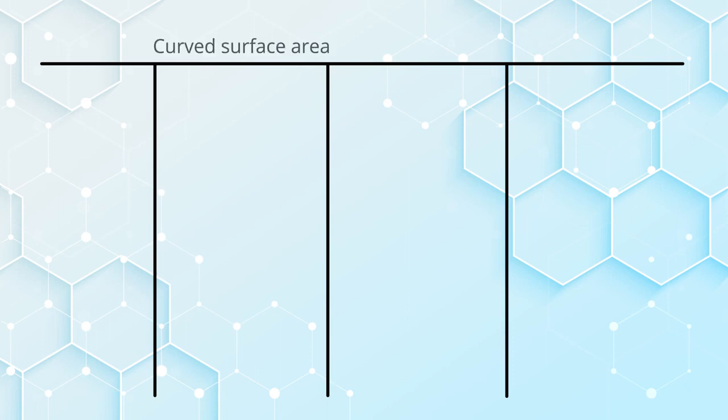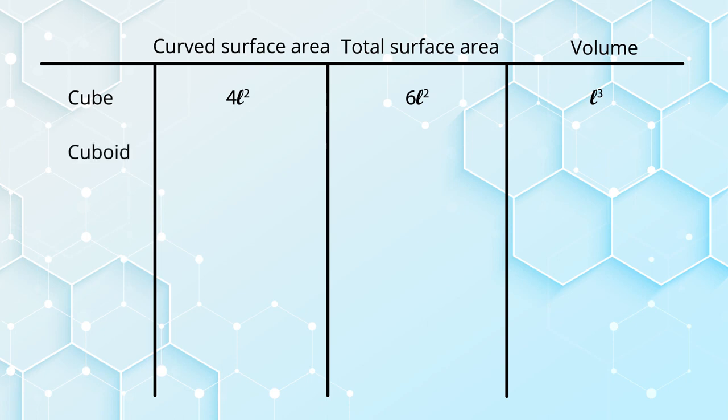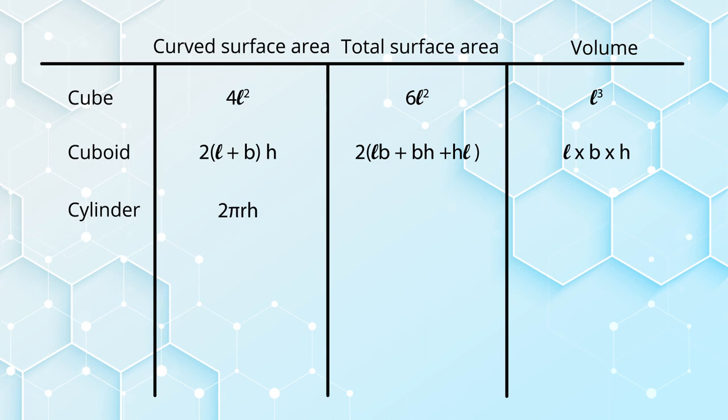So tell me, curved surface area of a cube and total surface and volume. Right. Now cuboid, its curved surface area, total surface area and volume. Very good. Now tell me about a cylinder. Its curved surface area. Right. We just need to multiply the circumference of the base with its height. 2 pi r into h. And now total surface area of the cylinder and volume.